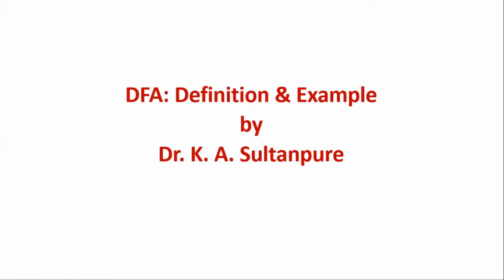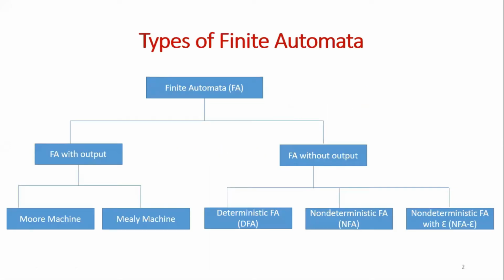Hello friends, in this video we are going to see the definition and example of deterministic finite automata. Now finite automata is considered as the mathematical model of a finite state machine. Finite automata consist of a finite set of states and a set of transitions from one state to another state that will occur on an input symbol which is selected from sigma.